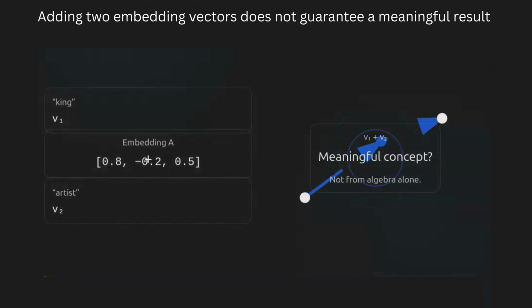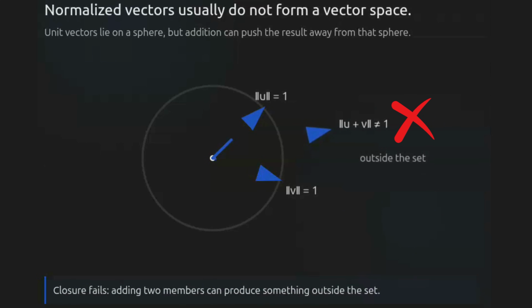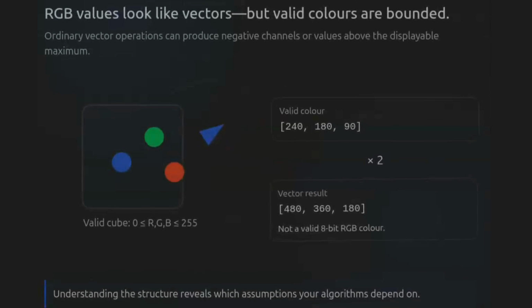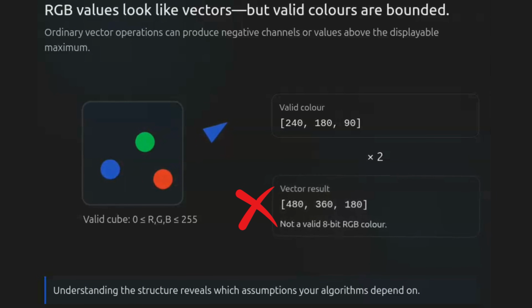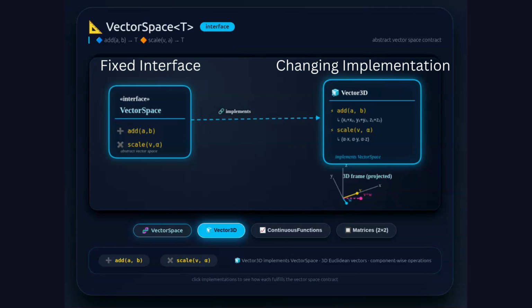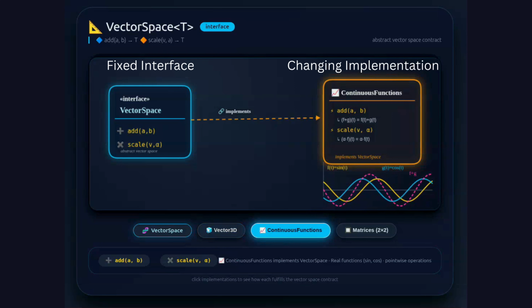You may add two embeddings and assume the result represents a meaningful concept. You may normalize vectors and assume the normalized results still form a vector space. You may treat RGB colors as vectors, even though valid RGB colors are not closed under normal vector operations. Understanding vector spaces helps you know which operations are mathematically valid, what structure your data has, and which assumptions your algorithms depend on. In software, an interface doesn't care about the underlying data. It just cares about behavior.